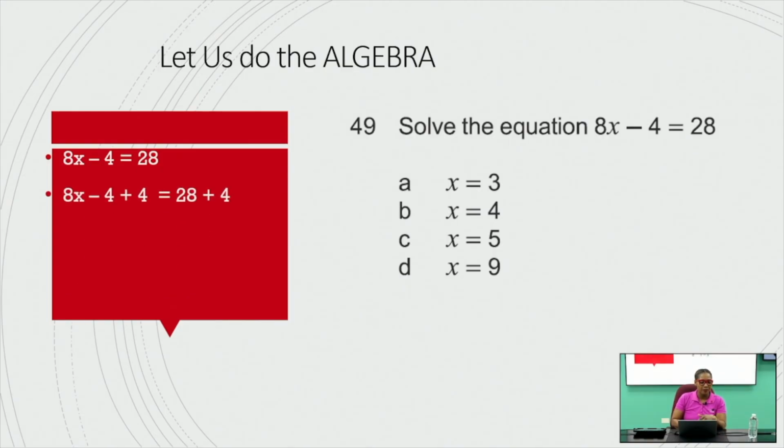We're going to add the 4, which gives us 8x. We're adding 4 to 28, which gives us 32. What is happening to the x now? It's been multiplied by 8. Undo the multiplication by division. So 8x divided by 8 gives us x, and 32 divided by 8 gives us 4. So x is equal to 4, and you can check it all the time.